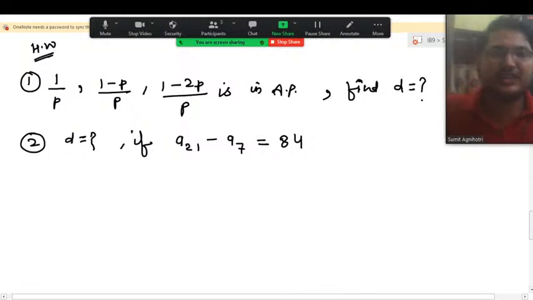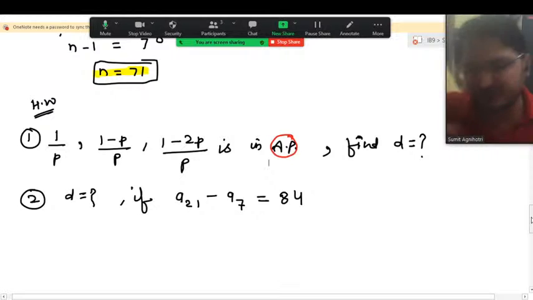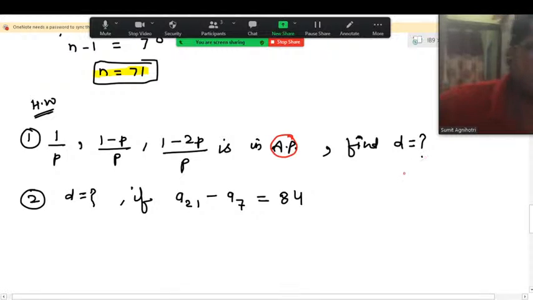In this first question, it is mentioned that the sequence is in AP. It is mentioned in the question itself that the sequence is in AP. Now if it is mentioned that the sequence is in AP, what to do to solve it? Can you tell me that? What should we do to figure out the answer?